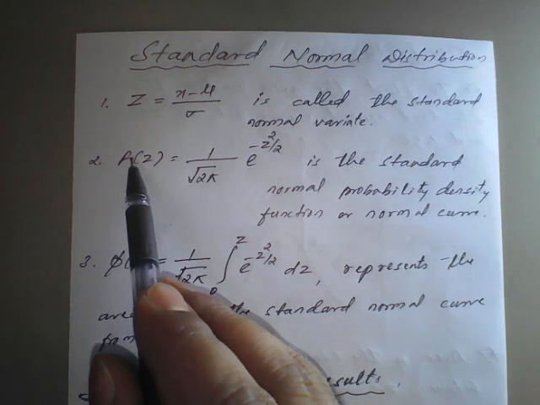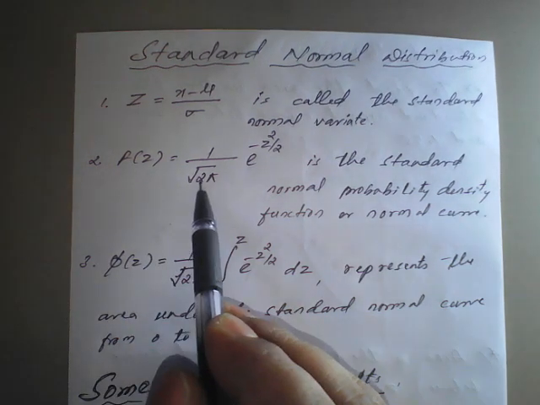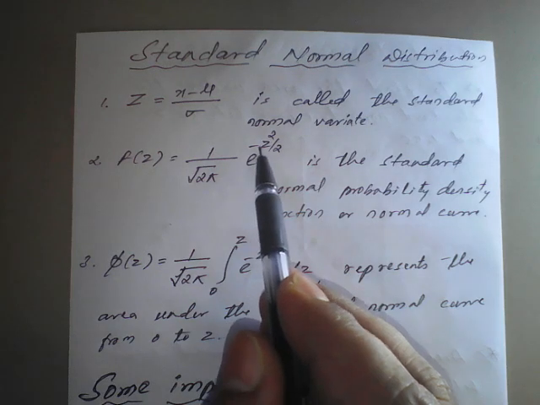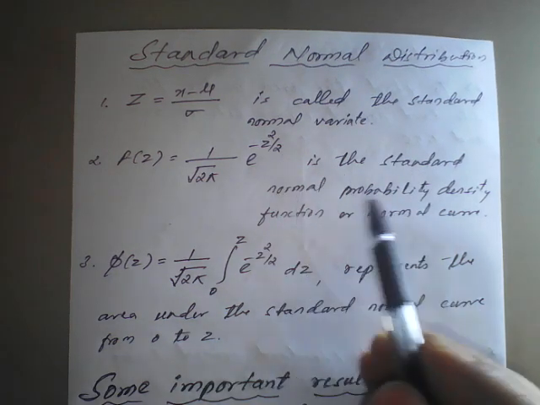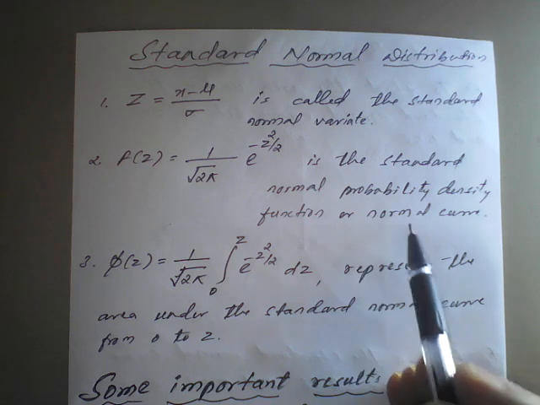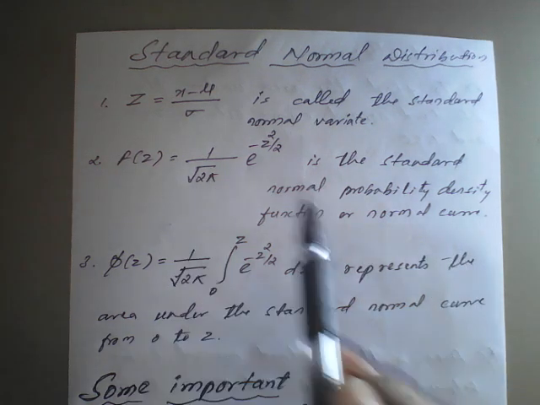And then f of z is equal to 1 upon square root of 2 pi into e raised to minus z square upon 2, is the standard normal probability density function or normal curve. So you need to remember this.